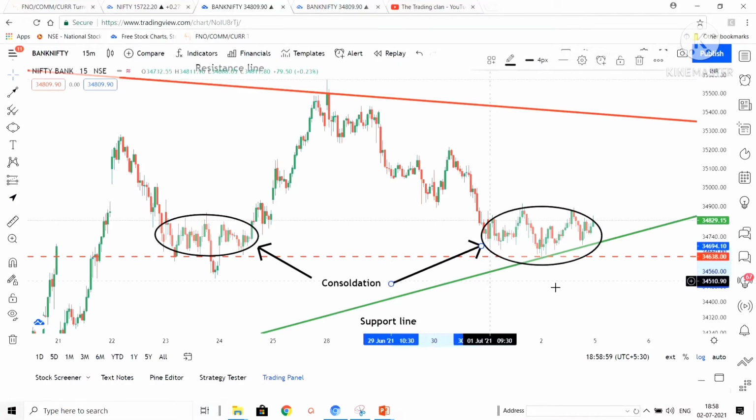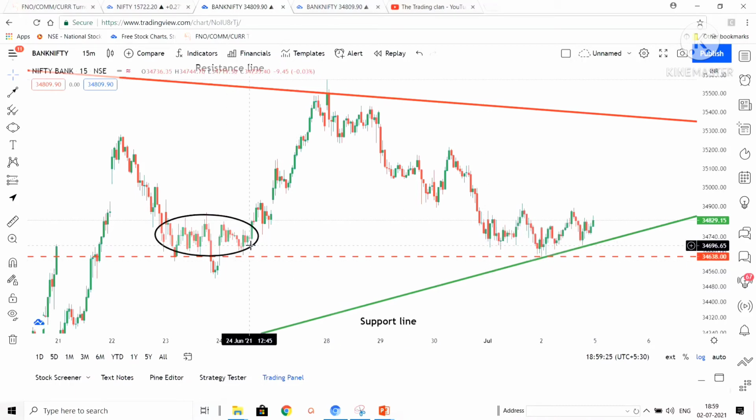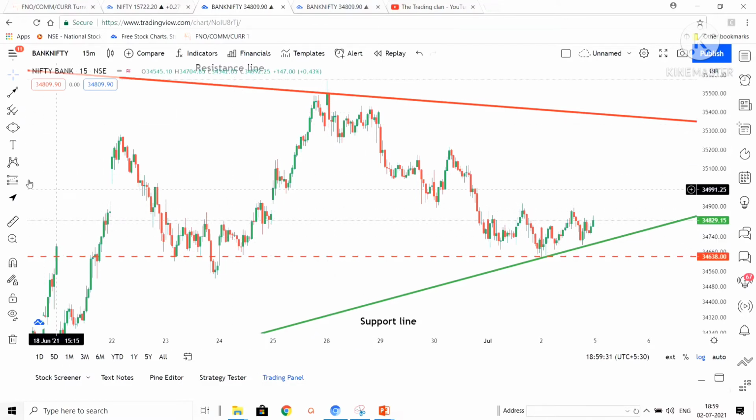So I am expecting the market can go in upside in the upcoming day. Here I am looking for uptrend movement. So for that we need to keep a stop loss. Without stop loss we should not trade. So I am keeping the stop loss below this last downside movement.